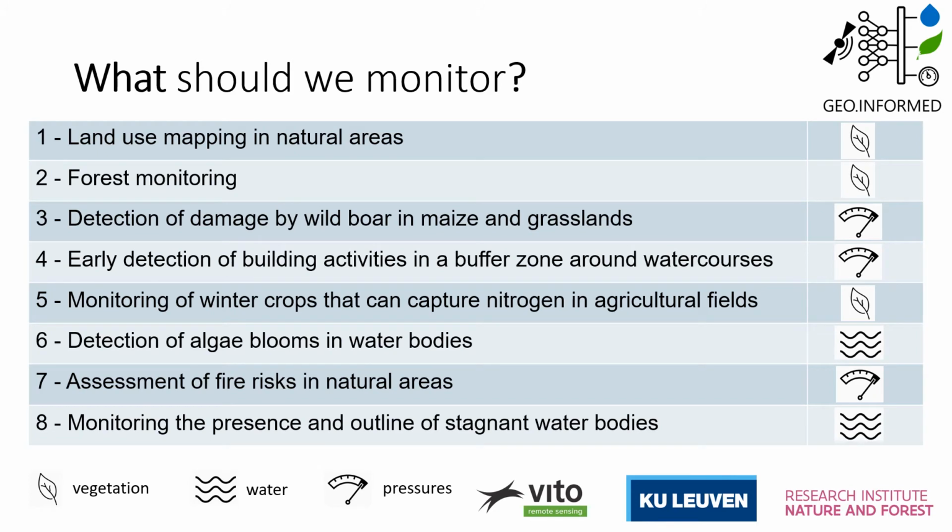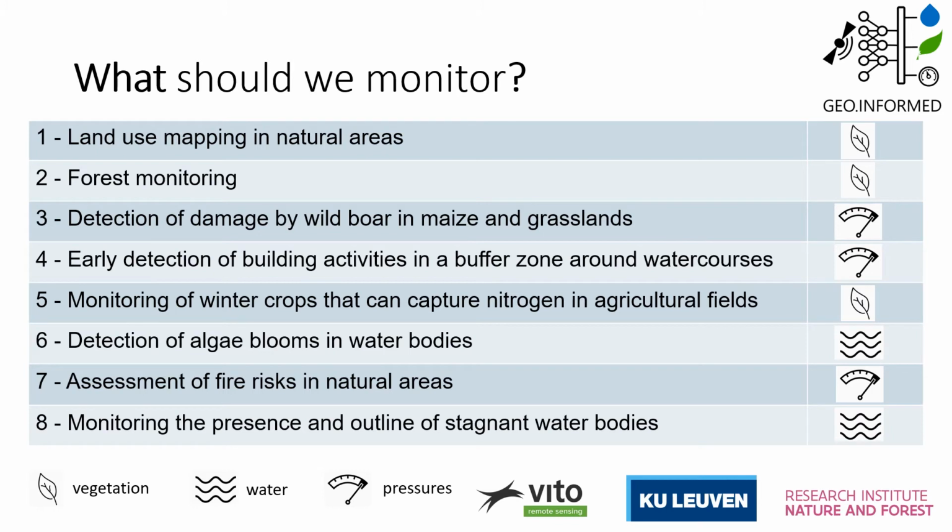The 8 cases we selected are listed here. They are related to the 3 overarching themes in our project, which is vegetation, water, and environmental pressures. Case 1 will focus on land use mapping in natural areas. Case 2 focuses on forest monitoring. In case 3, we will aim to detect damage by wild boars in maize and grasslands. Case 4 aims to detect building activities in a buffer zone around watercourses where these activities are not allowed.